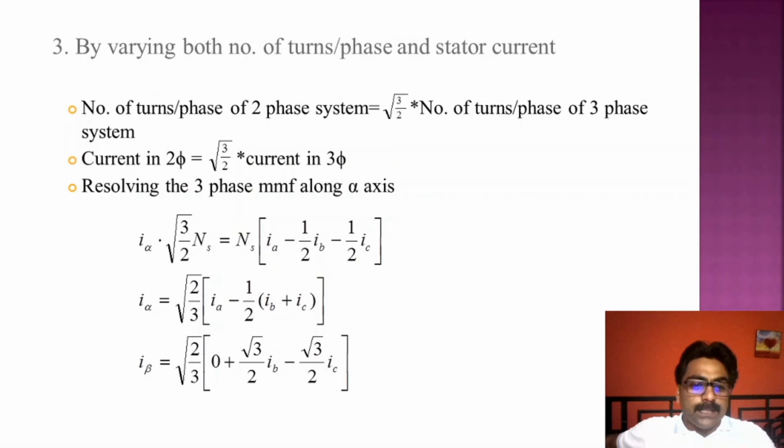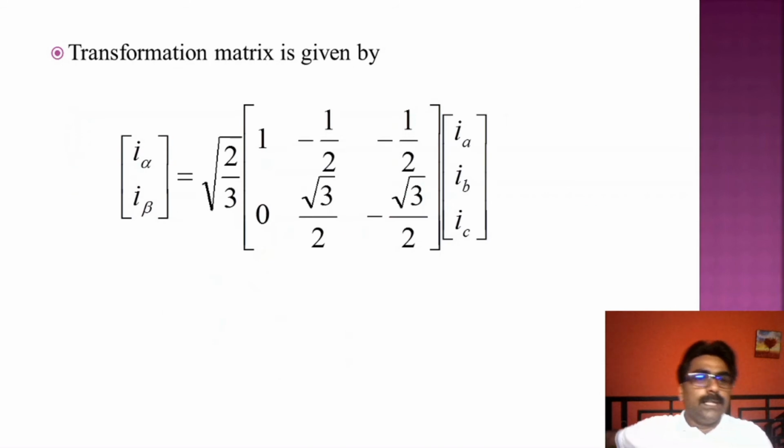Similarly, the same case for I beta is equal to square root of 2 by 3 into 0 plus root 3 by 2 Ib minus root 3 by 2 Ic. So this is the transformation matrix for the Clarke transformation. I alpha and I beta is equal to what we just derived, we just put that in the matrix form.